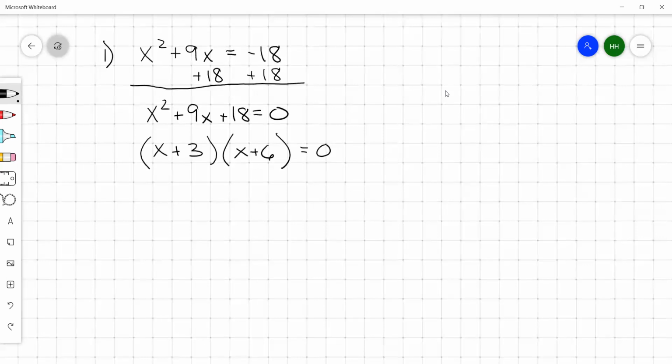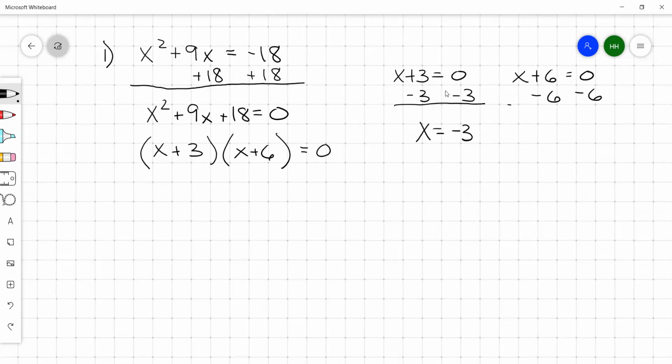And then the next step is to take each factor and set it equal to 0. So we make x plus 3 equal to 0 and x plus 6 equal to 0. And then you solve each equation. So we get an x equal to negative 3 and an x equal to negative 6. So those are your solutions to problem number 1.